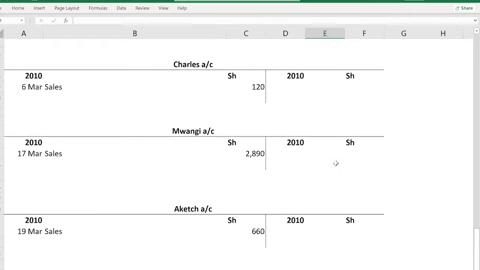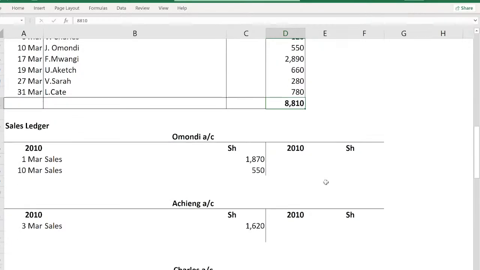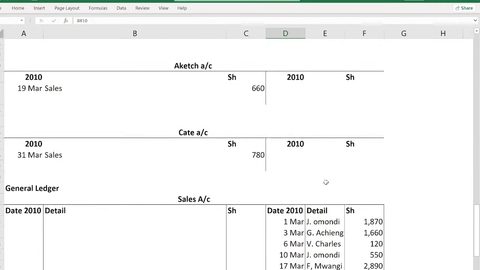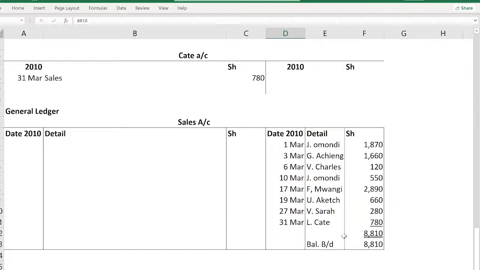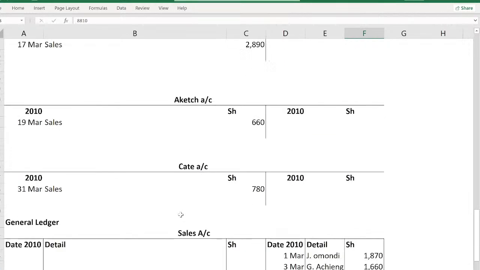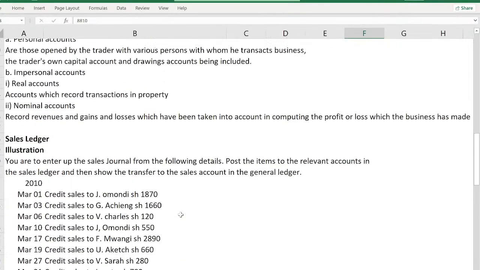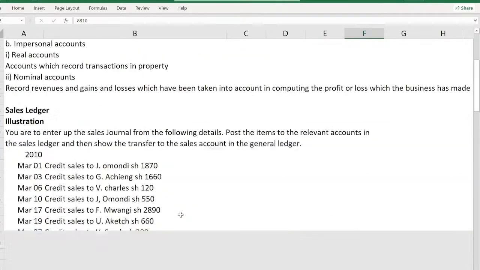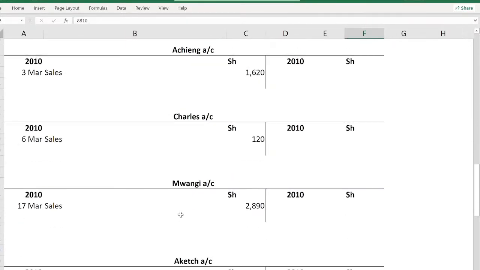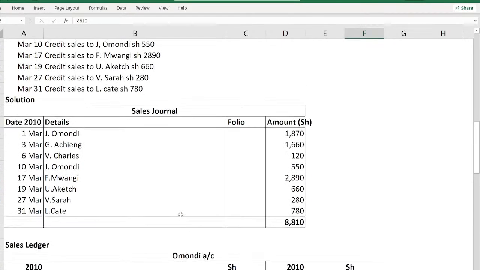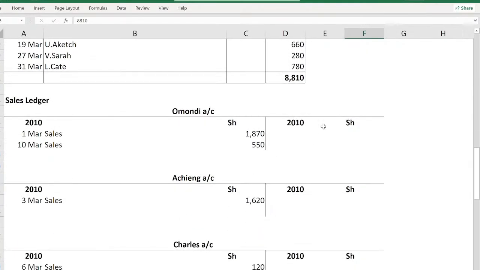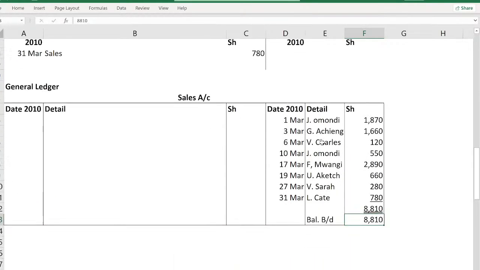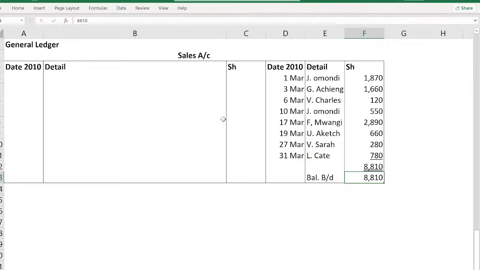As you can see from our sale journal, that is the total that we are transferring to the sale account. So we have 8,810. So any questions on the ledgers, the sale ledger? So for the purchase ledger, it's all the same, but now you need to credit all the purchases on the right hand side, and then on the purchase account you are going to debit. So it's as simple as that.